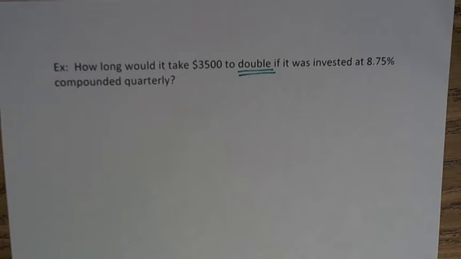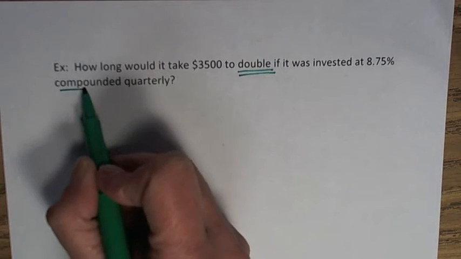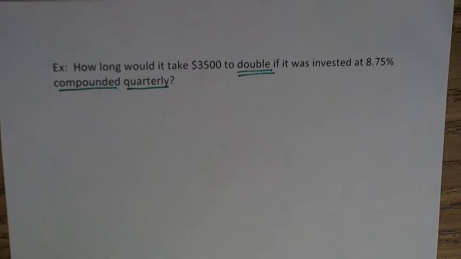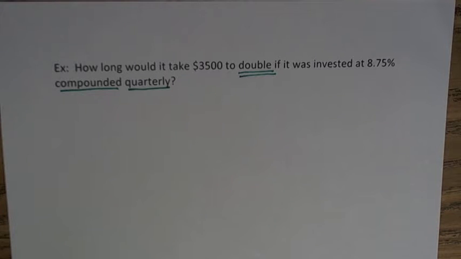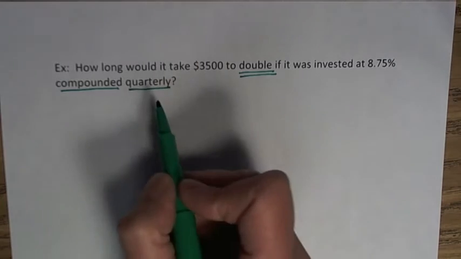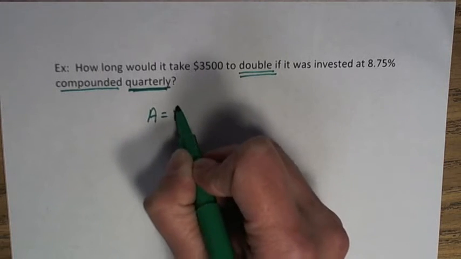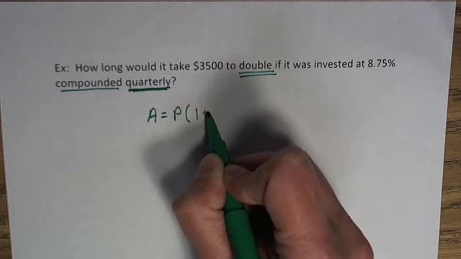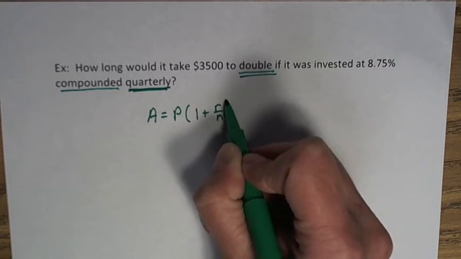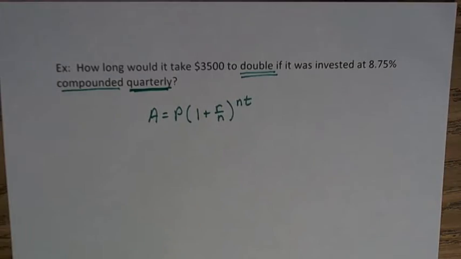But before we decide how to approach this, look at how it's compounded. It's compounded quarterly. Which formula do I use? Do I use the compound interest formula, or do I use the continuous compound interest formula? Well, as soon as I see this quarterly here, I know that the formula I must use is A equals P times (1 plus r over n) raised to the nt. I do need to use the compound interest formula.